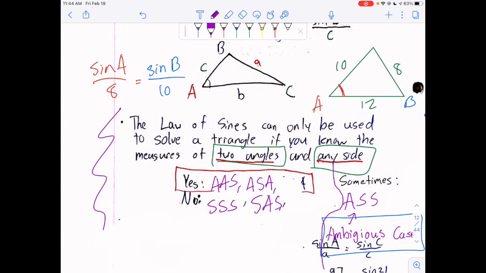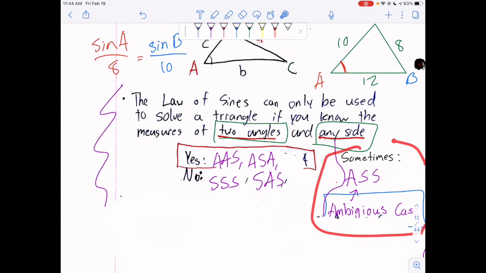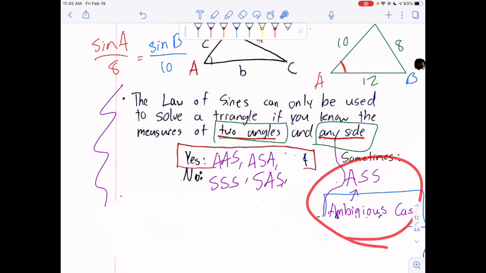So sometimes it works for that. Don't worry about that. That's more of an algebra 2 trig issue. We will show you an example of what this looks like, but don't worry about this. Do write it down, but just know you won't be tested on it, okay?